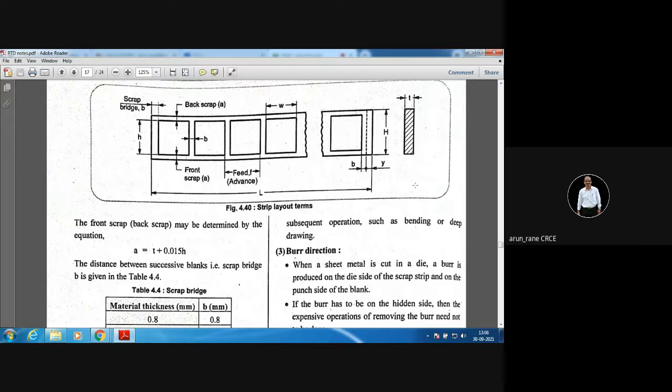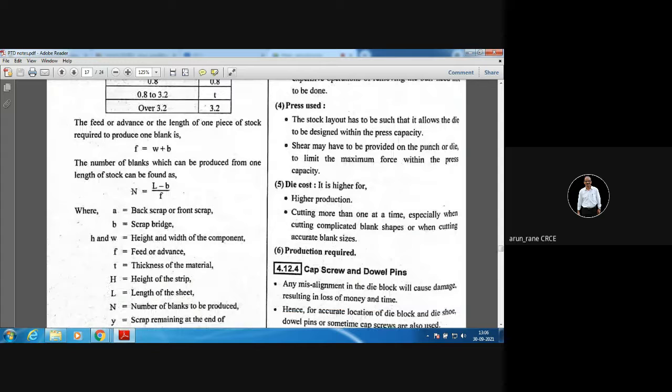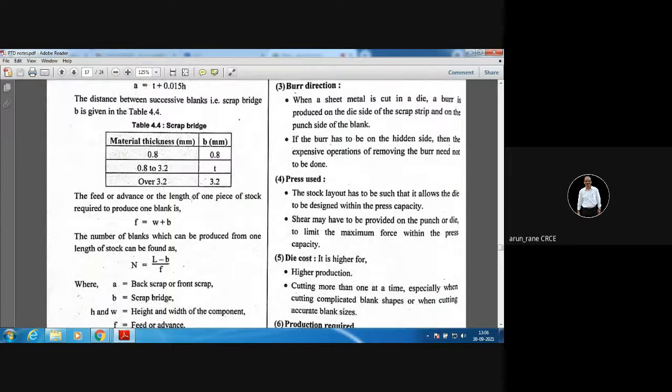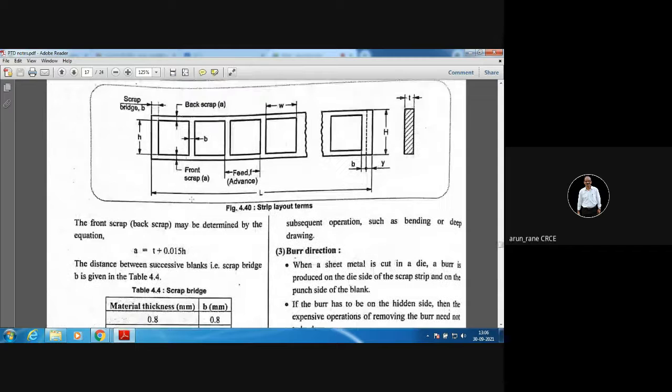There is no formula as such, but if you want a formula, it is like this: n, the number of pieces, is equal to L minus B divided by F. F is the pitch. Pitch is also known as feed or advance.